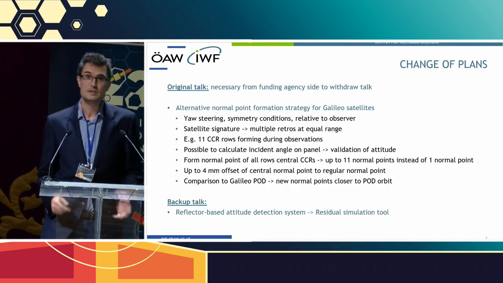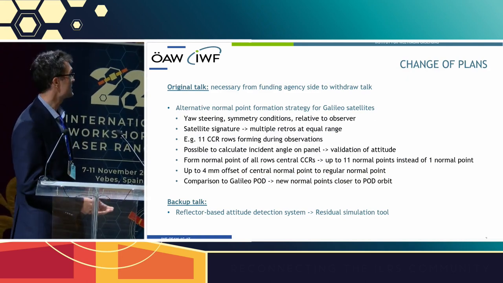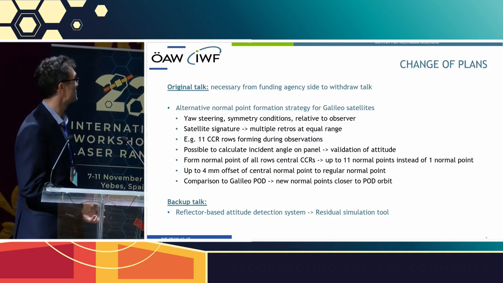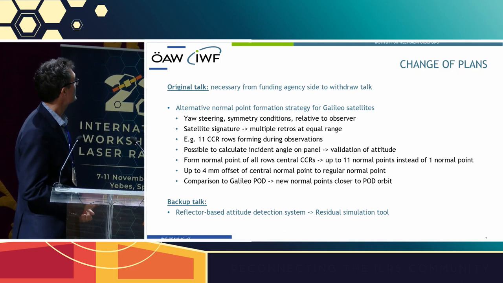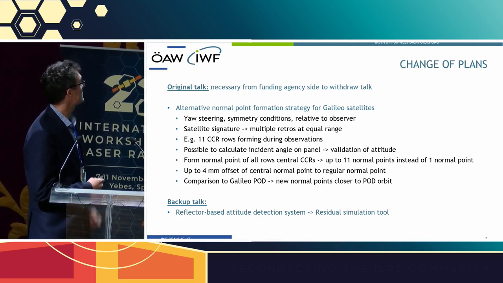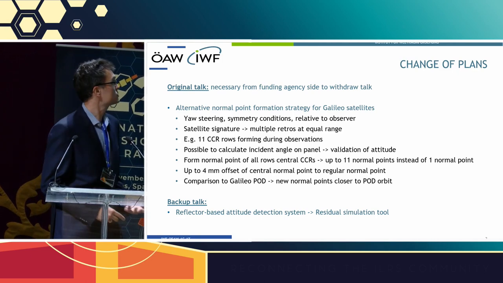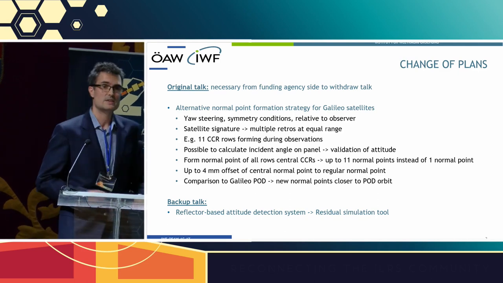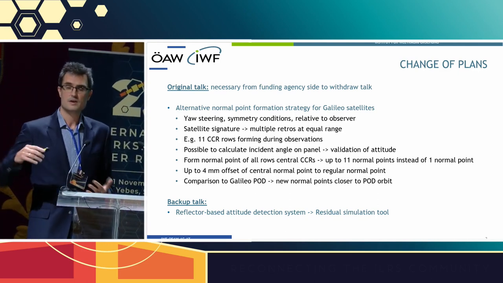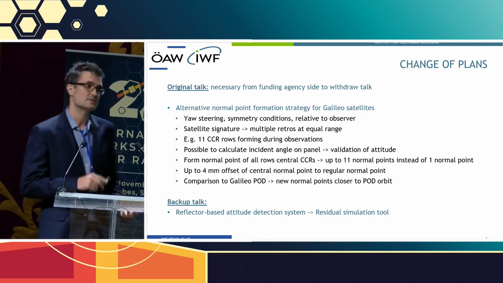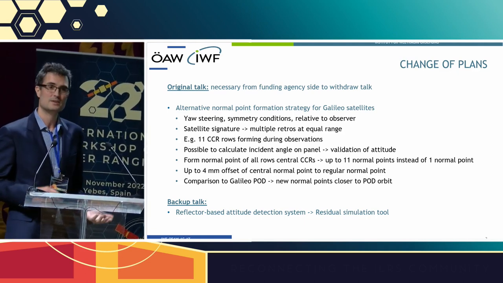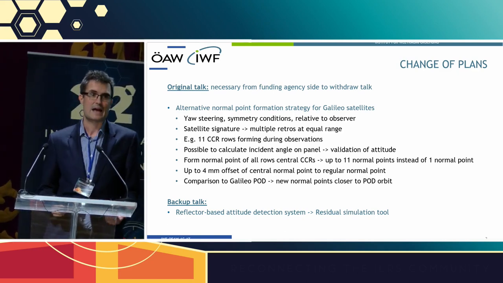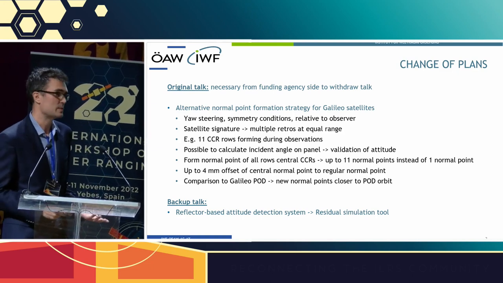I am actually allowed to give a summary about the talk which I intended to give. So basically this is the slide you will get about the original talk I have. This is about alternative normal points formation strategies for Galileo satellites, based on yaw steering and symmetry conditions. As you see, the panel is turning with respect to the observing station, and at some different orientations with respect to the observer, the panel will be in some sort of symmetry conditions where some retros align at equal ranges with respect to the observer.